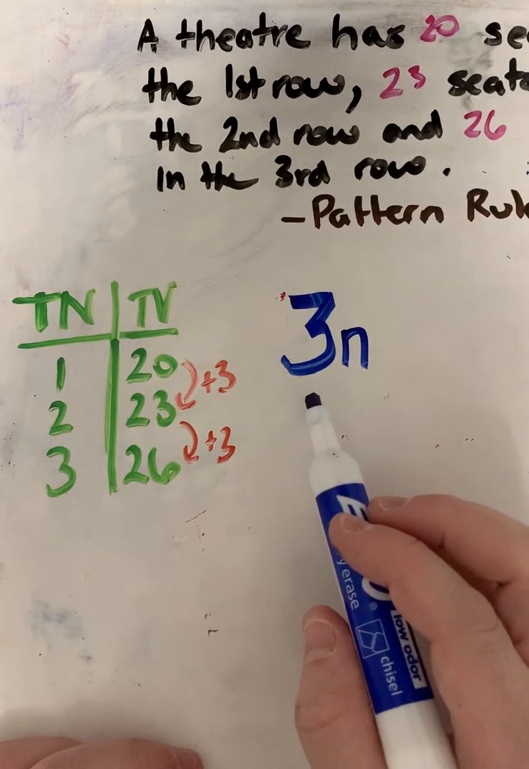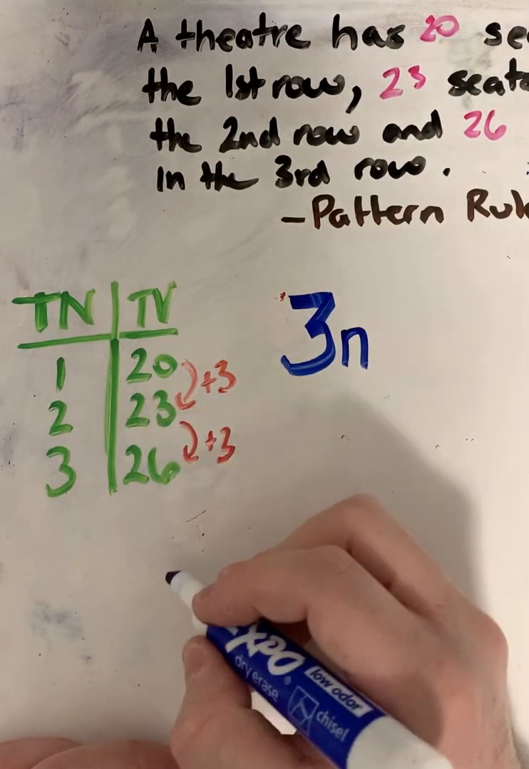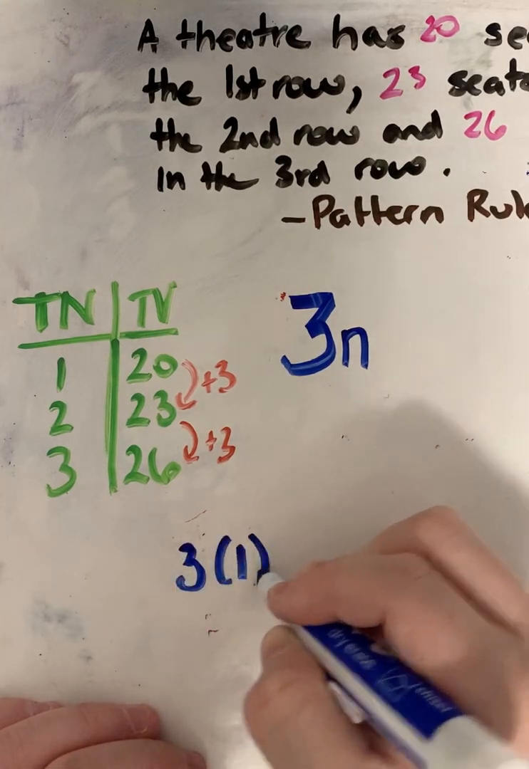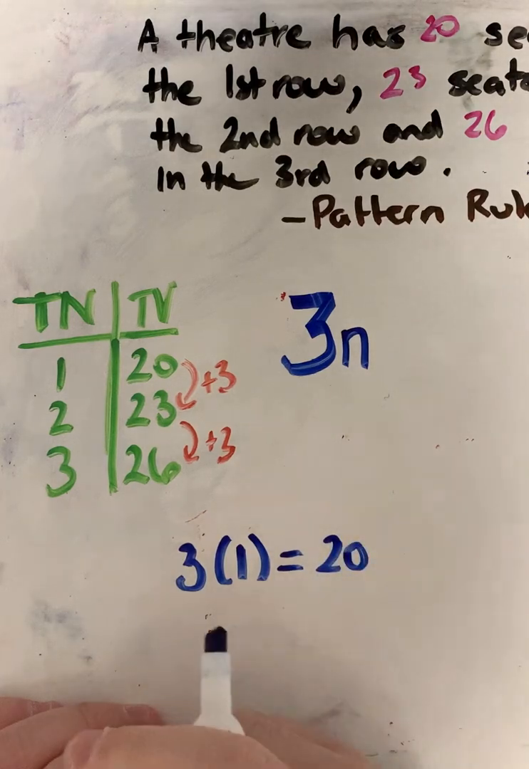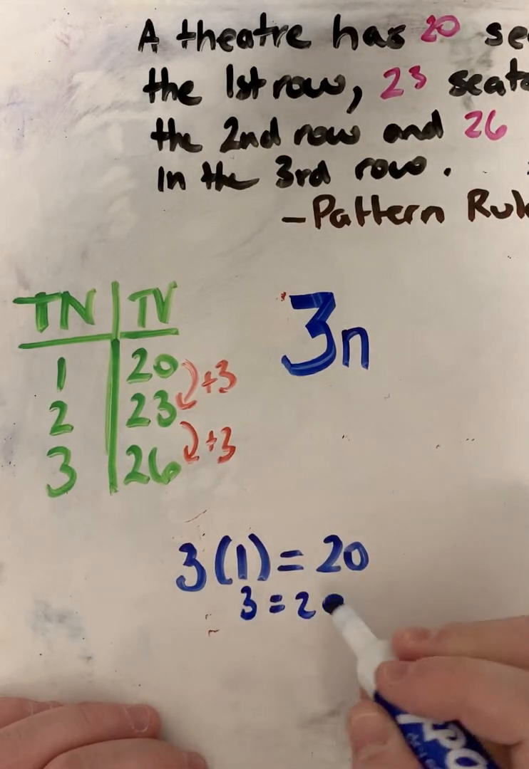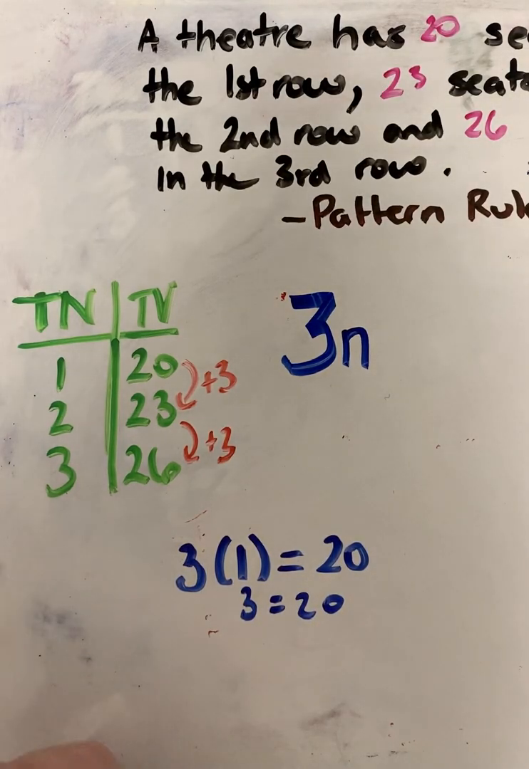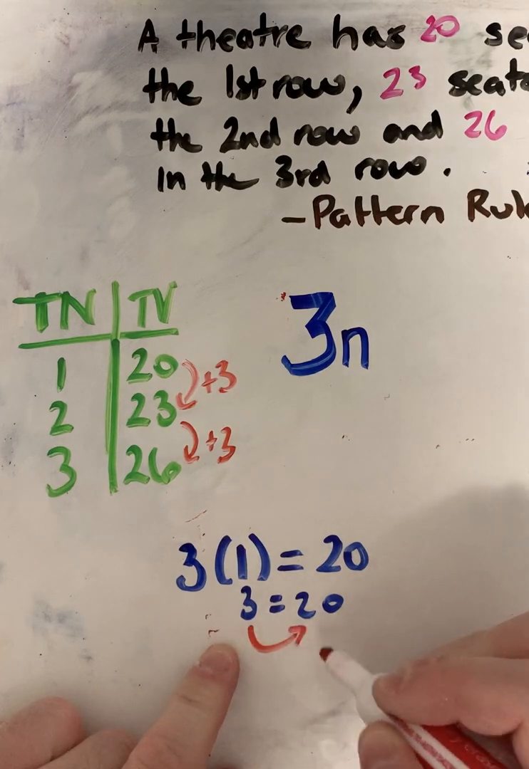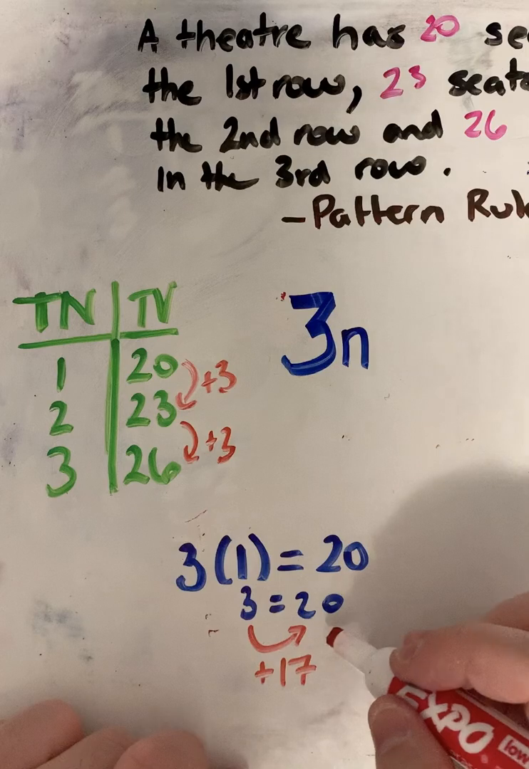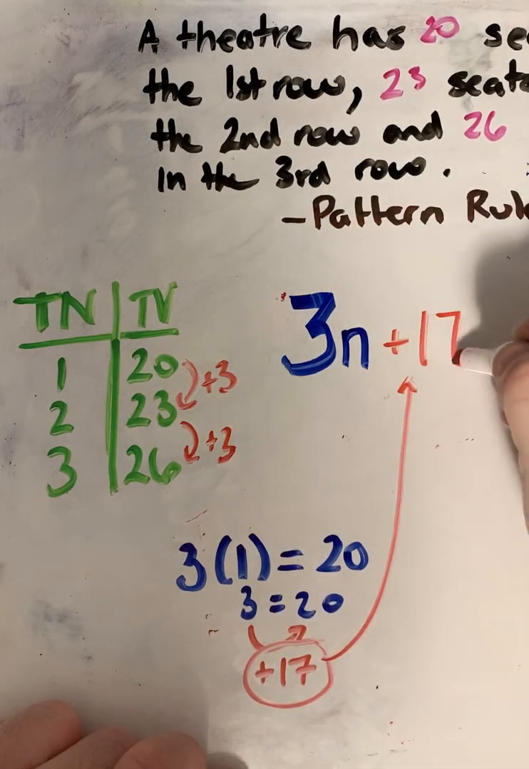We have to test this pattern rule because it may not be correct. So let's do it with the first one. I can already see that 3 times 1 is definitely not going to equal 20, right? So I'm missing a huge constant here. What am I missing? How am I getting from 3 to 20? Well, I'm adding 17, right? So if I add 17 here, that becomes the constant in my pattern rule. So I'm going to add that here.